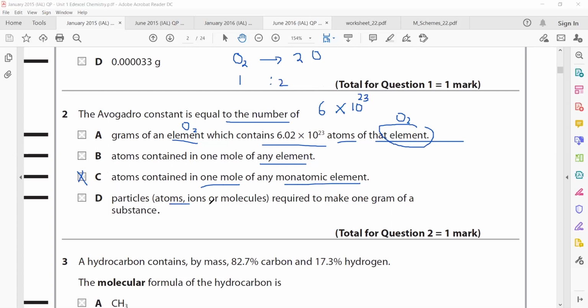The particles, atom, ion, or molecule required to make 1 gram, that's totally wrong, because not 1 gram, 1 mole of a substance. The grams vary. For example, for carbon, 12 grams of carbon will make 1 mole. For magnesium, which is 24, 24 grams of magnesium will make 1 mole. So it varies, it is not constant.